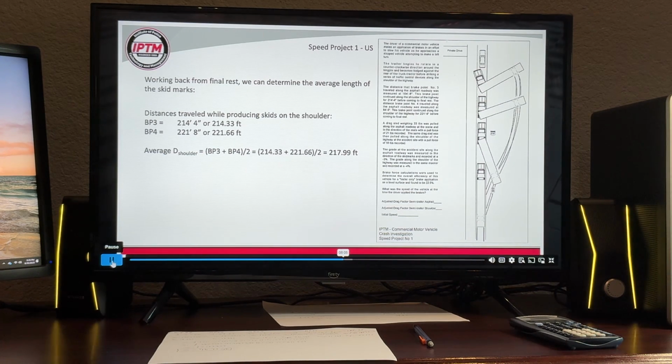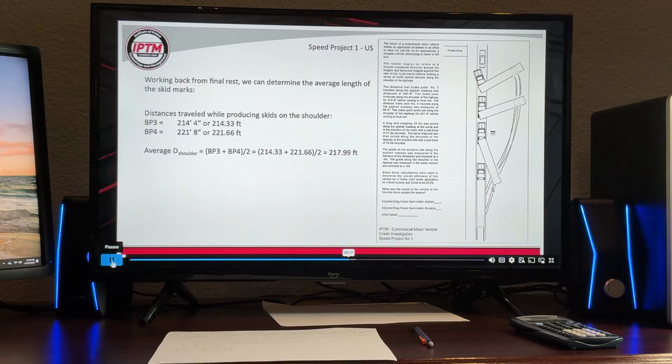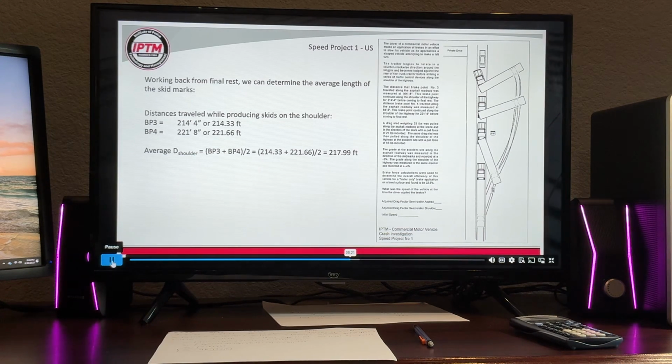Note that we're given them in feet and inches, and so we need to convert that into decimal feet. So whatever our inches are, divide by 12, and that gets us our decimal feet. And so we have our values, so we just add those two up, divide by 2, and we get our average distance for the shoulder of 217.99 feet.